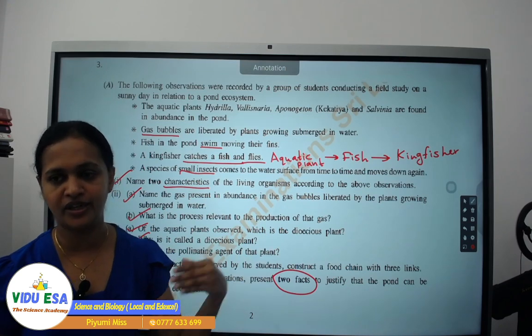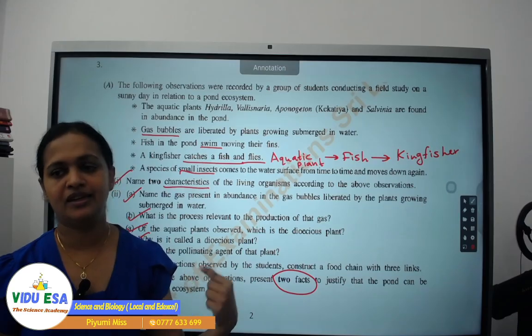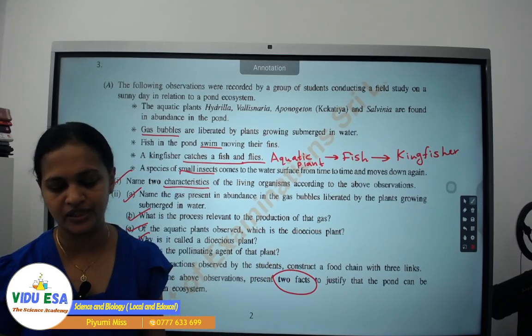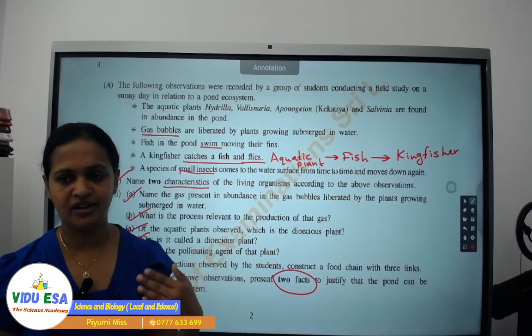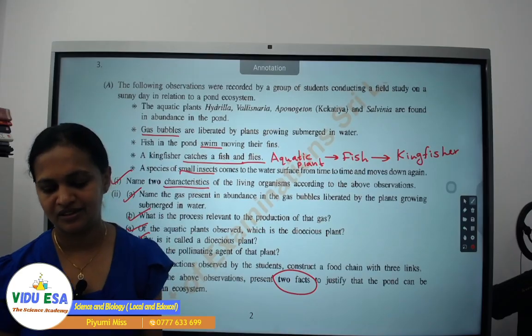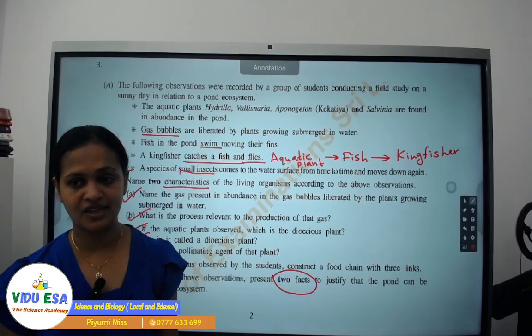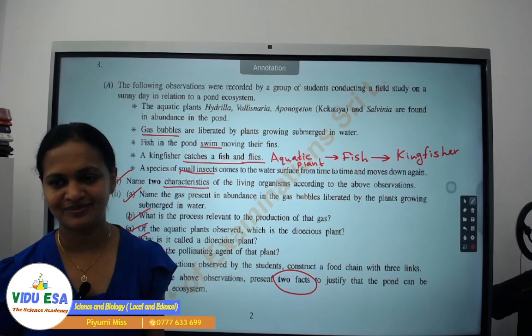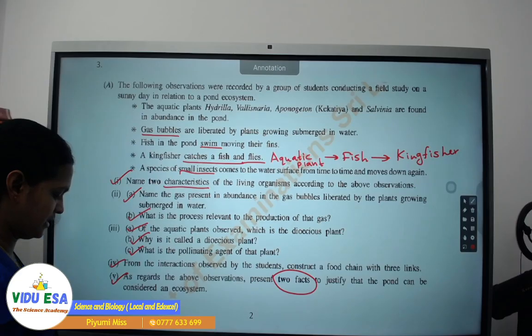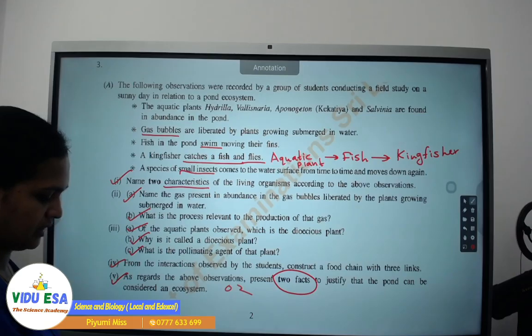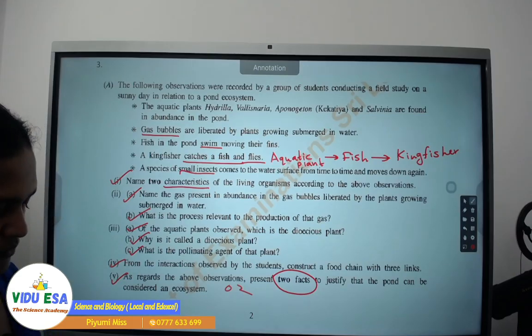Living, non-living, biotic, abiotic. Next, there are interactions between the living component and the non-living component. There are interactions among them. Living with living, non-living with non-living. Saying that the interactions are there gets 1 mark. Okay? So this is part A, right? You get 2 marks for this one. So altogether here, 2, 4, 6, 8, 10. 10 marks for part A.